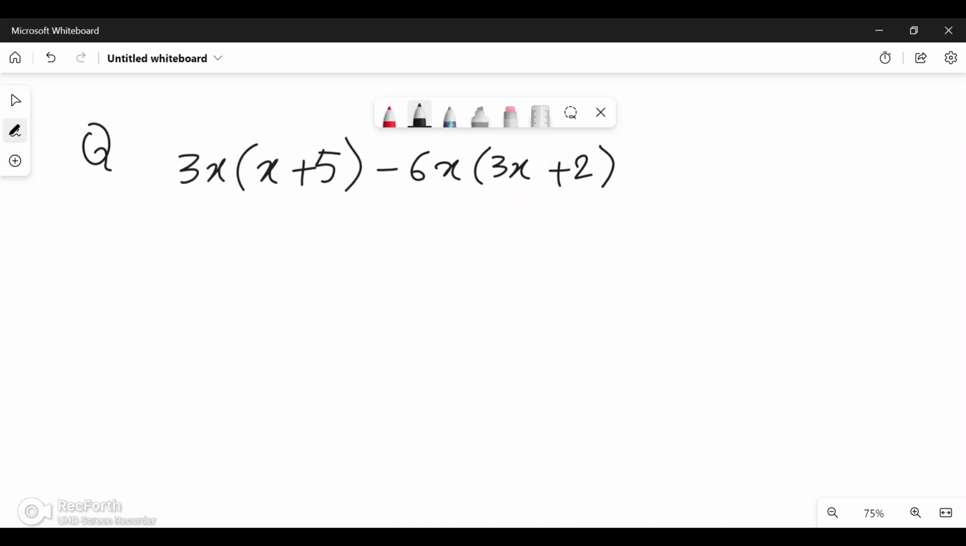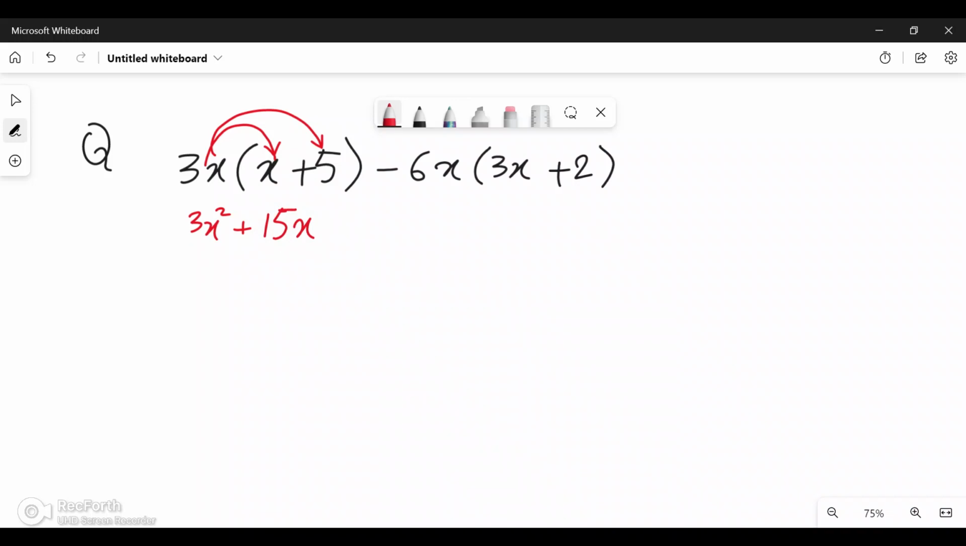This is the algebraic expression that you are supposed to expand first, and then simplify as well. As you can see, we have brackets, and brackets mean multiplication. So you will open the brackets and multiply the terms inside and outside with each other. The term 3x will multiply with both terms in the bracket. 3x into x gives 3x square, plus 3 times 5 gives 15, and x remains as it is with it.